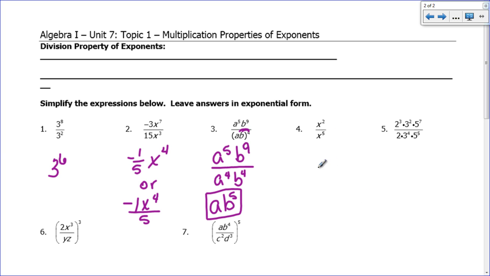Number 4 there is pretty simple. You can probably do it without my help. You're going to subtract 2 minus 5, which makes negative 3. And we know we can't leave that alone, so we're going to rewrite it as 1 over x to the positive 3. And that's our answer.